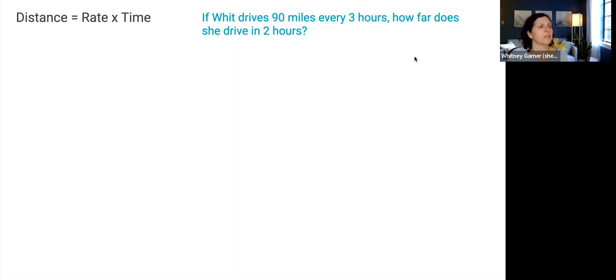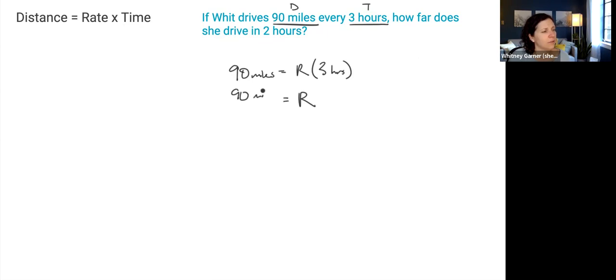But just to see how it would formally play out, we've got a distance, a time. And so we'd start with 90 miles equals some rate times 3 hours. That means my rate is 90 miles every 3 hours. Or I could reduce in this case, my rate is 30 miles per hour, right? We typically have a unit here.